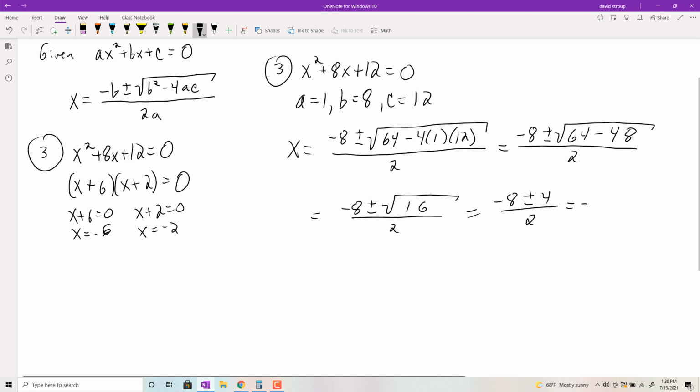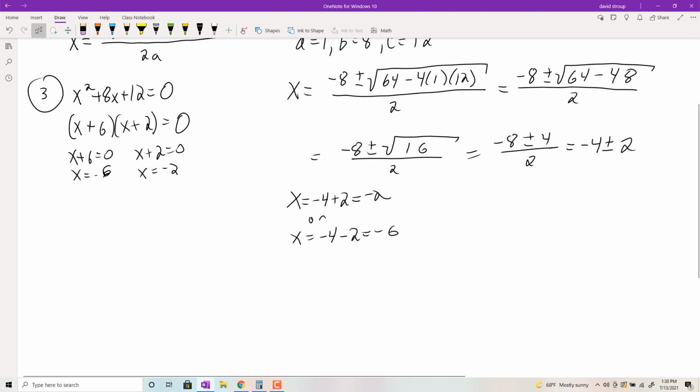You have negative 8 halves, which is negative 4, plus or minus 4 halves, which is 2. So our answer is negative 4 plus 2, which is negative 2, or x equals negative 4 minus 2, which is negative 6, which is exactly what we got doing it the short way. Okay. So, by no means do I want you to use the quadratic formula if you don't have to. I'm just trying to convince you that this indeed does work. Okay, it gives you the same answer you get via factoring.